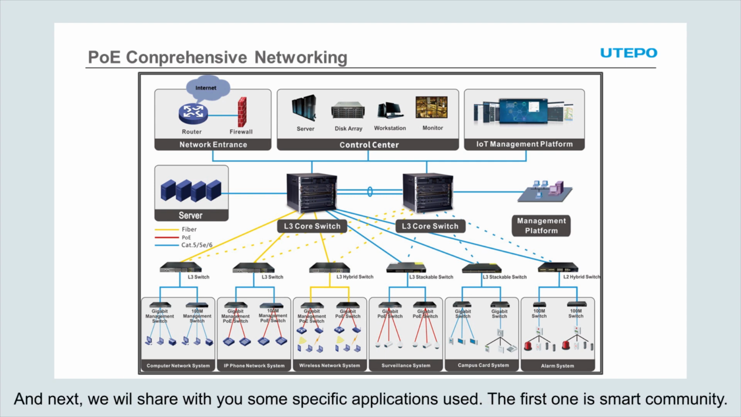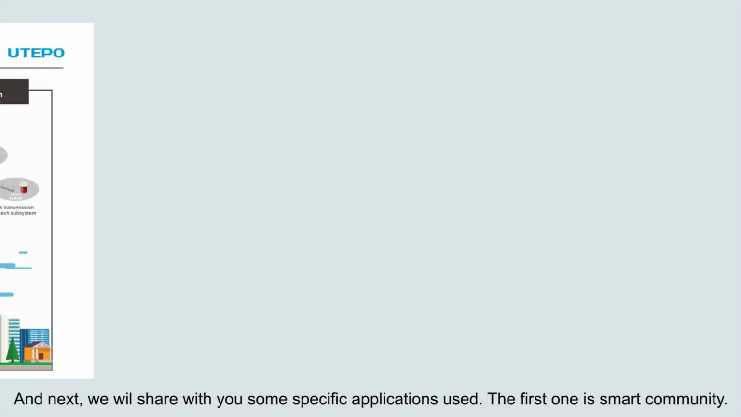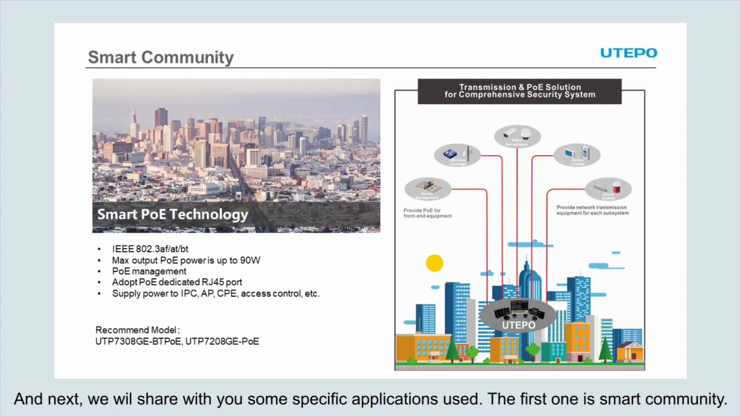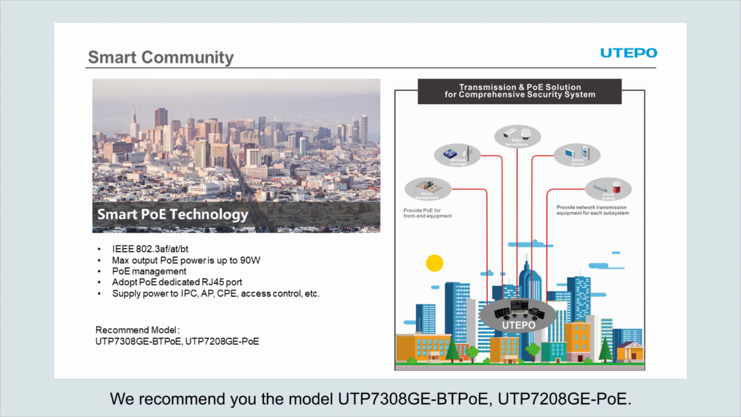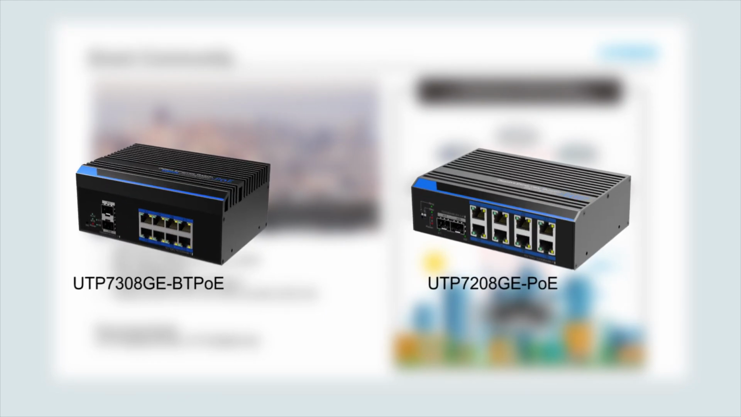And next, we will share with you some specific applications. The first one is Smart Community. The maximum output PoE power is up to 90 watts. And we recommend the models as below.